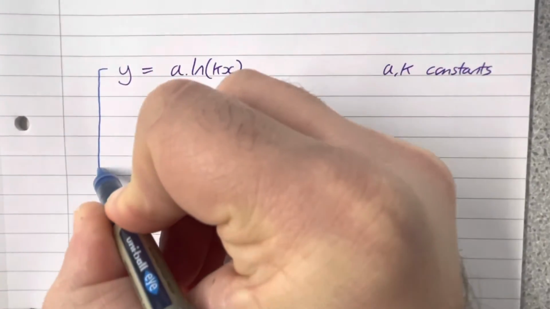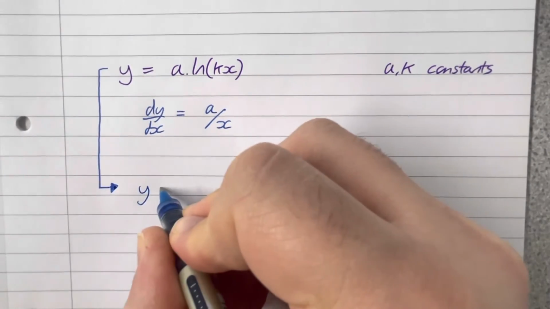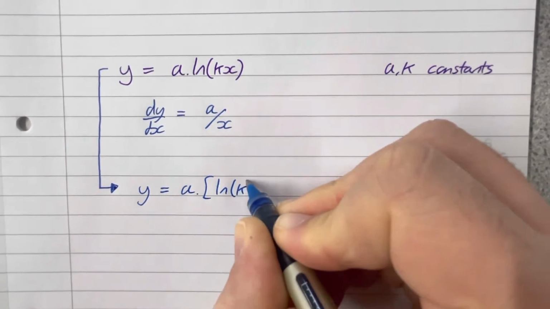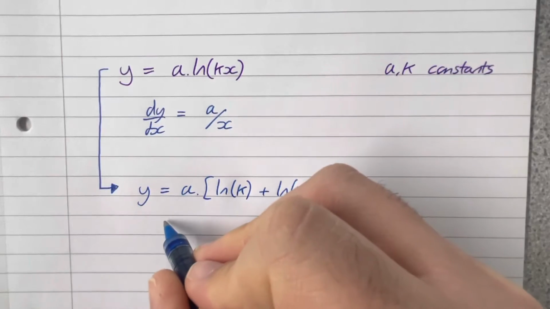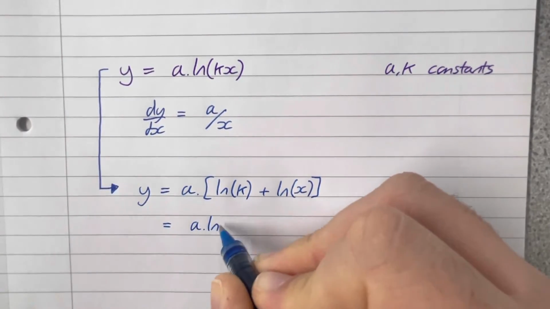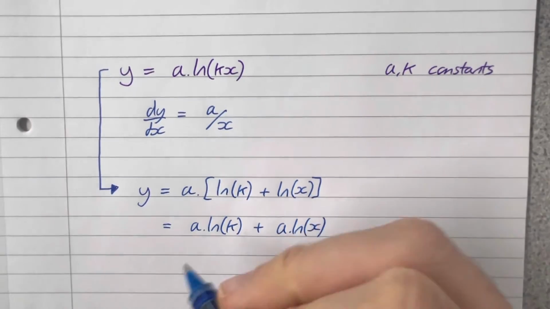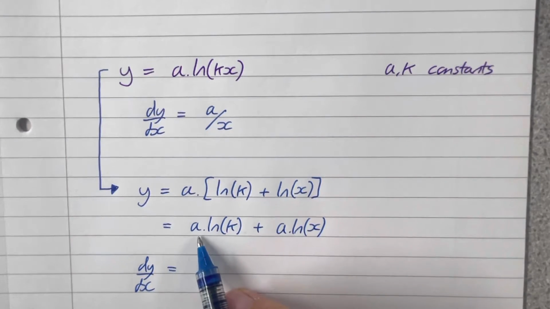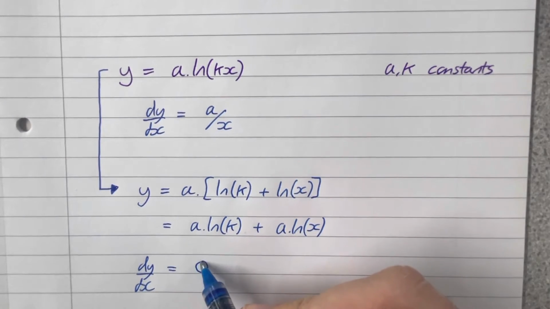So what I'm going to do is go back to the original function. I'm going to use a log law. I'm going to say y is a times the natural log of k plus the natural log of x. And multiplying out the bracket, I get a times log k plus a times log x. And now when I differentiate dy by dx, a is a constant and k is a constant, therefore a log k is just a constant. And we know that when we differentiate a constant, it vanishes. So we just get 0.